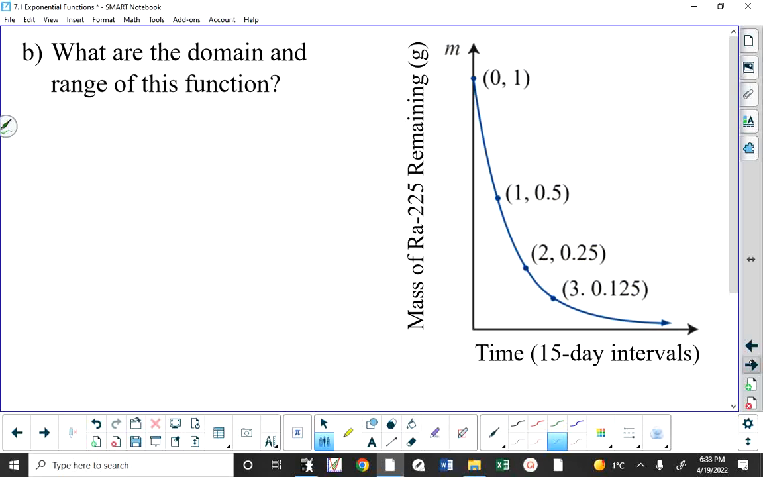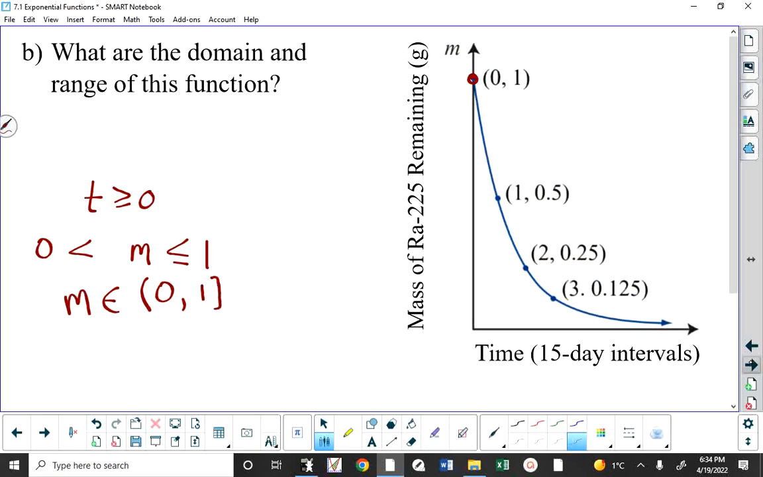What are the domain and range? The domain is t is greater than or equal to 0. You can see on the graph that t has a value of 0 and it keeps increasing as we go to the right. The range, well, this is tricky. On the one hand, the mass has to be less than or equal to 1, but on the other hand, it has to be greater than 0 because you never reach 0. So another way to put this is the mass, which is the range, is an element of the numbers more than 0 but up to or equal to 1.